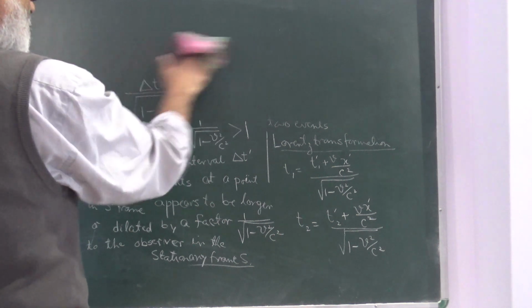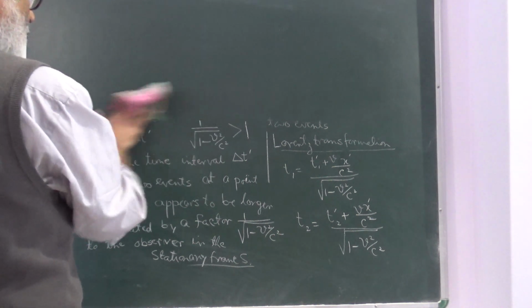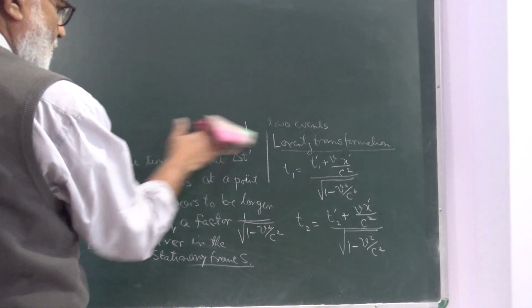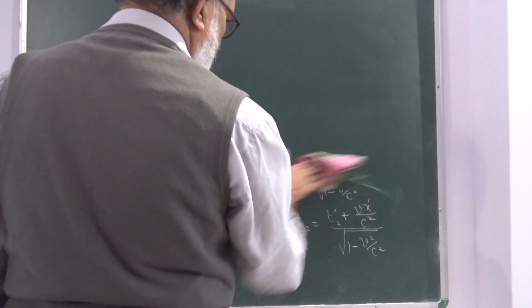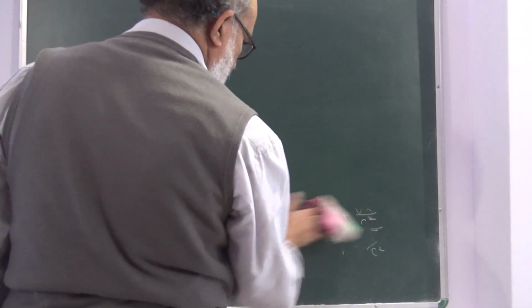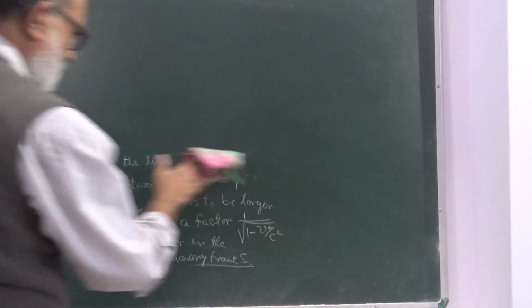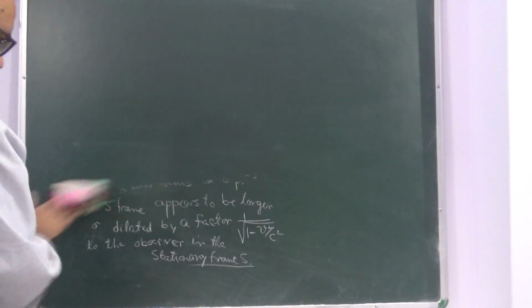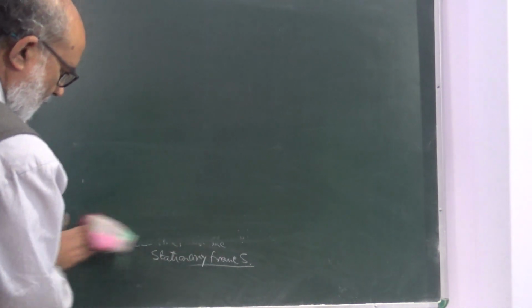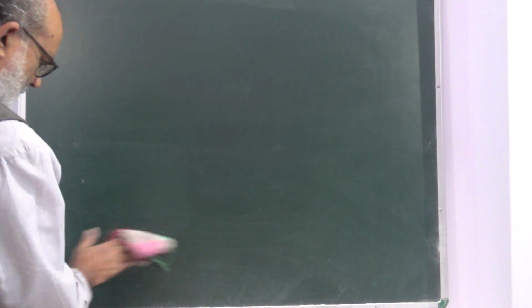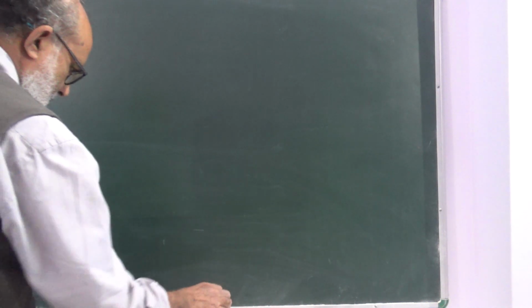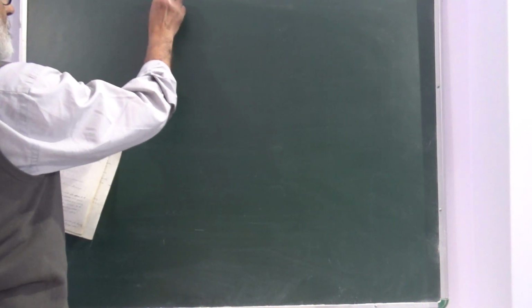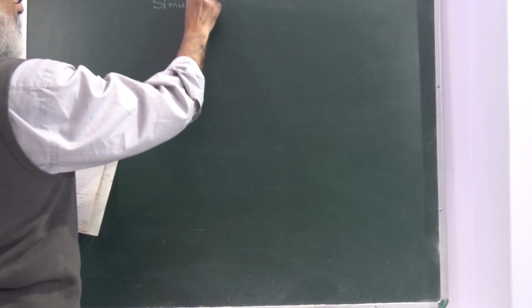But this appears only when the relative motion between the two frames is very high. In our daily life, we don't feel this, because the relative velocity between the two frames is negligibly small as compared to the speed of light, and in that case, there is no time dilation or length contraction. Now the third is simultaneity.